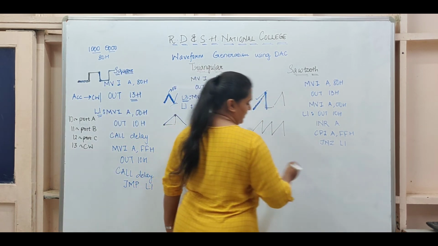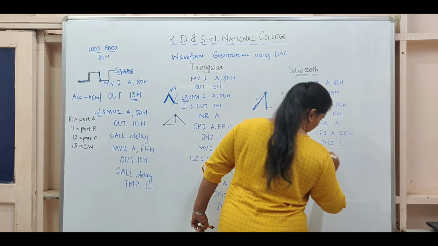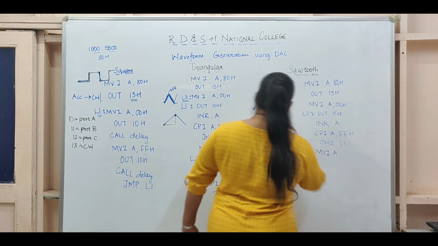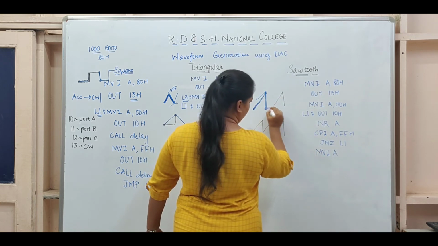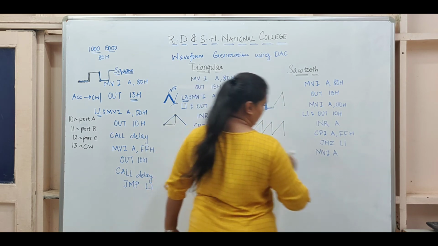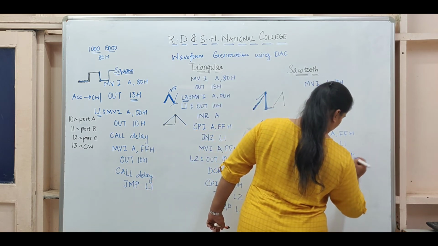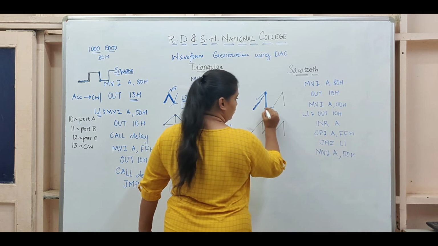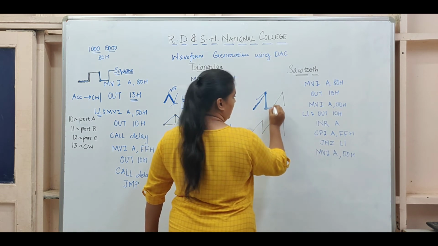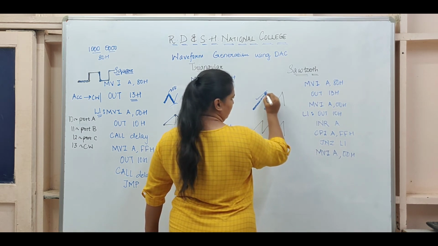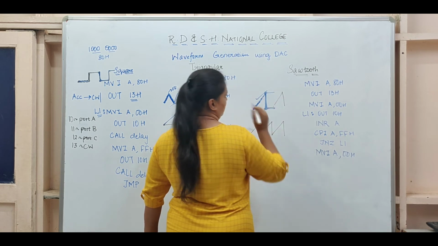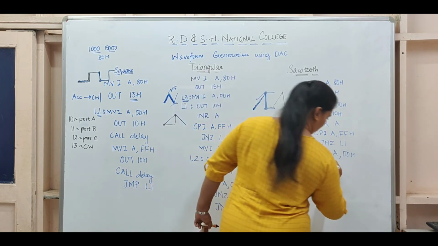So what I'll do is I'll write MVI A. Since this value you already know is 0, 0, I will write MVI A 0, 0H. I need to put it out to port A. If I don't, then I will be here only. Even if time increases, you will be stuck here. So I will put it out to port A.